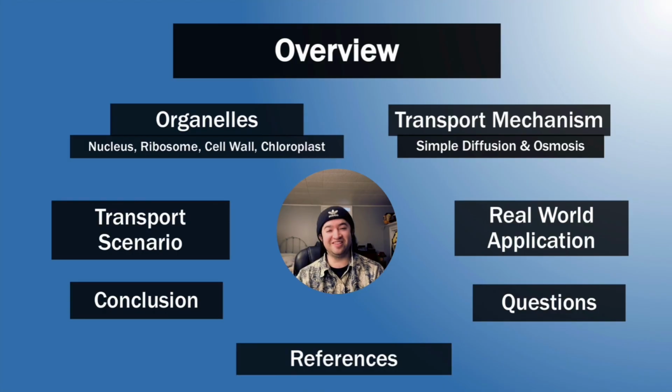Okay, so first I'll be giving a brief overview of what I'll be discussing in today's presentation. First, I'll be discussing four different organelles: the nucleus, ribosomes, cell wall, and chloroplast, and giving their structure and functions. Then I'll be discussing my transport mechanism, which is simple diffusion and osmosis, then applying that to a transport scenario to just further develop our knowledge on simple diffusion. Then I'll be giving a real world application for one of the organelles that I discussed earlier, and then concluding with some summarizing points, as well as providing some questions, and then ending with my references page.